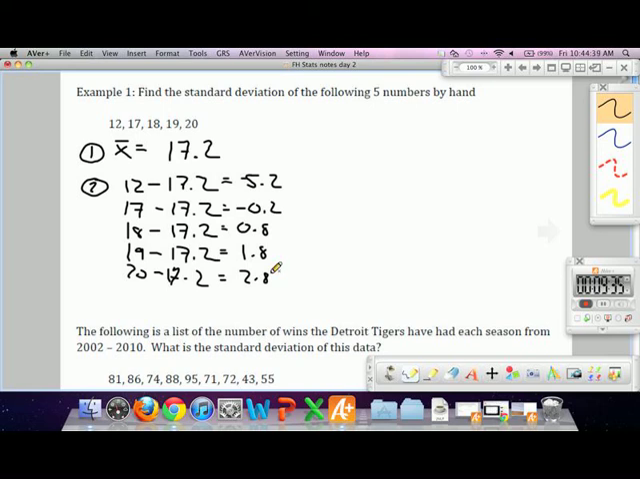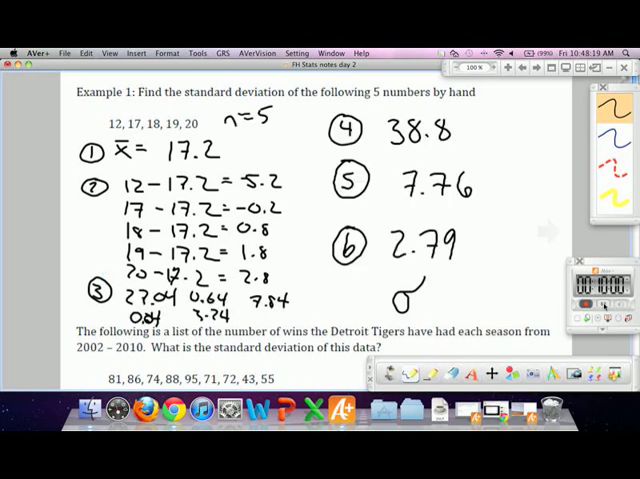What's step 3? Square each of them. If you multiply a positive number by a positive number, what kind of number do we get? If we multiply a negative number by a negative number, what kind of number do we get? So what type of number should every one of these squares be? Positive. Make sure you get positive numbers when you're squaring them. Therefore, completing steps 4, 5, and 6, the standard deviation is exactly 2.79.